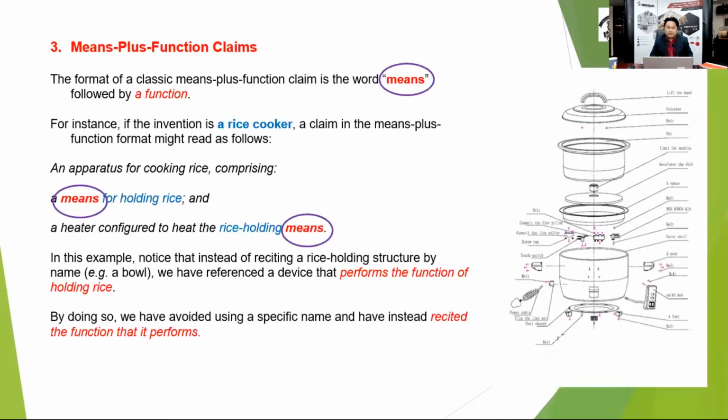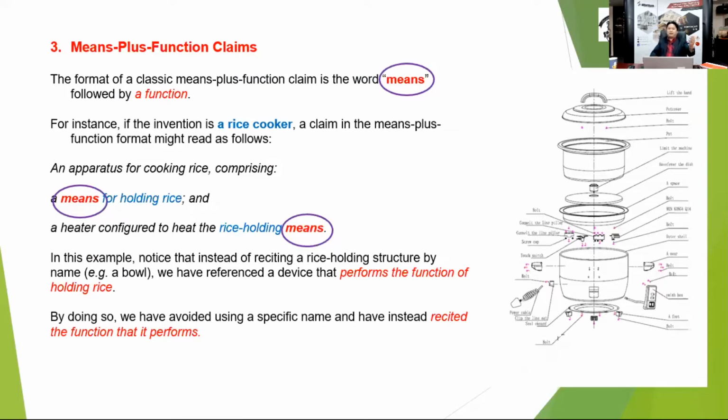Means for connecting. Okay, now this is one good example. The format of a classic means plus function claim is the word means. When you draft in the body of your claim, sometimes we don't define specific structures or components for carrying out certain functions of performance. So I would prefer to use the word means followed by a function. Let me give an example.